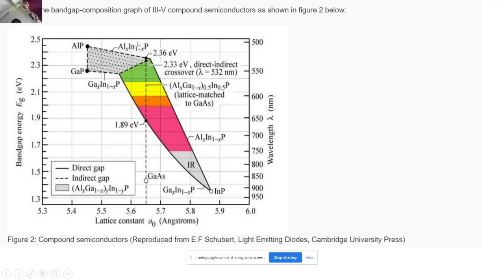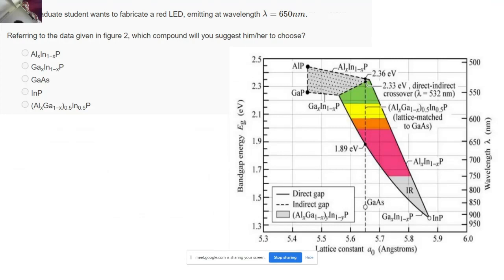Now this is the first conceptual question for today. They have given a diagram of band gap energy versus the lattice constant for different wavelengths. The first question they are asking: a graduate student wants to fabricate a red LED emitting at a wavelength of lambda equal to 650 nanometers. Referring to the data given in figure 2, on the right hand side, which compound will you suggest he or she choose?